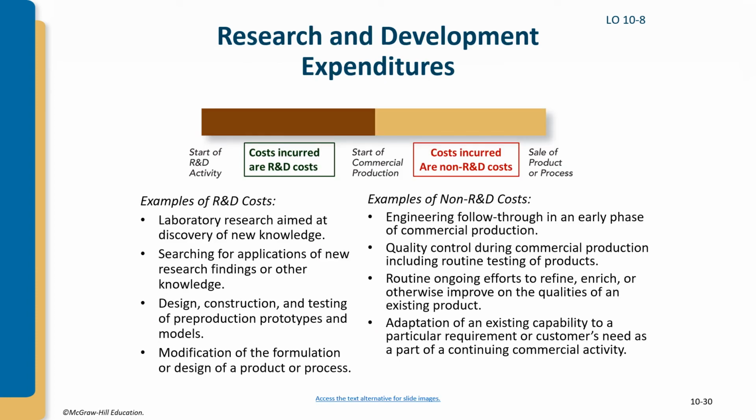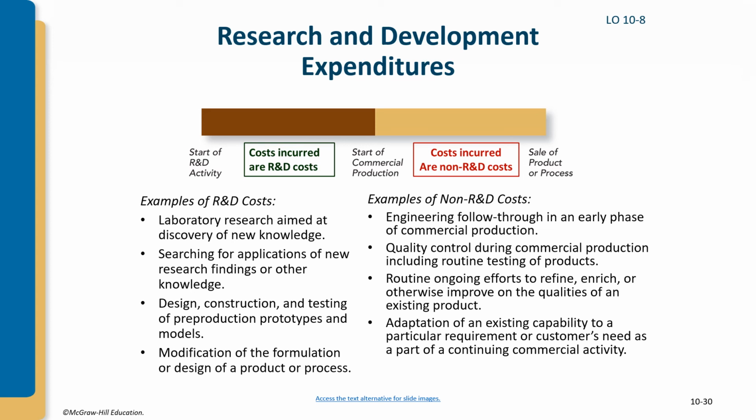So here's some examples of costs incurred for research and development, costs incurred that are not research and development. Research and development costs are immediately expensed. Laboratory research aimed at discovery of new knowledge, searching for applications of new research findings or other knowledge, design, construction, and testing of prototypes and models, or modifying the formulation or design of a product or process. When you are doing those types of activities, you are in research and development mode.